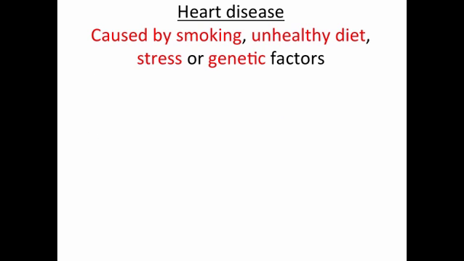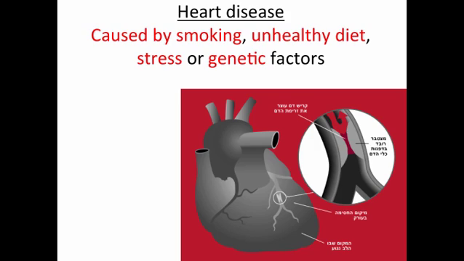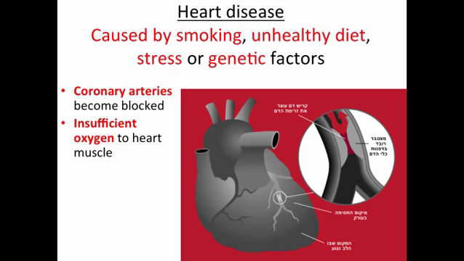Now, if it all goes wrong, heart disease. Heart disease can be caused by smoking, an unhealthy diet, stress, or genetic factors. A heart attack can occur when the coronary arteries become blocked. The coronary arteries are the blood vessels that supply the heart muscle with blood. If they become blocked, not enough oxygen will get to the heart muscle. This means that the muscle may die. If it dies, or if it doesn't get enough oxygen, it will stop beating, and this is a heart attack.